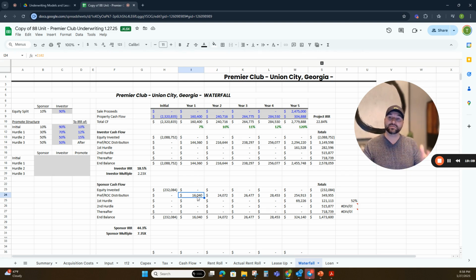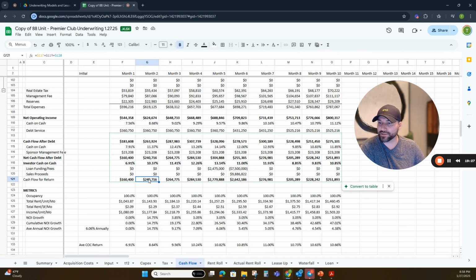So in year one, sponsor, you're getting your acquisition fee, you're getting your $23,000 of asset management fee, you're going to get a distribution of 16%, right? Year two, there's $240,000 available. How do we know that? Here it is right here.